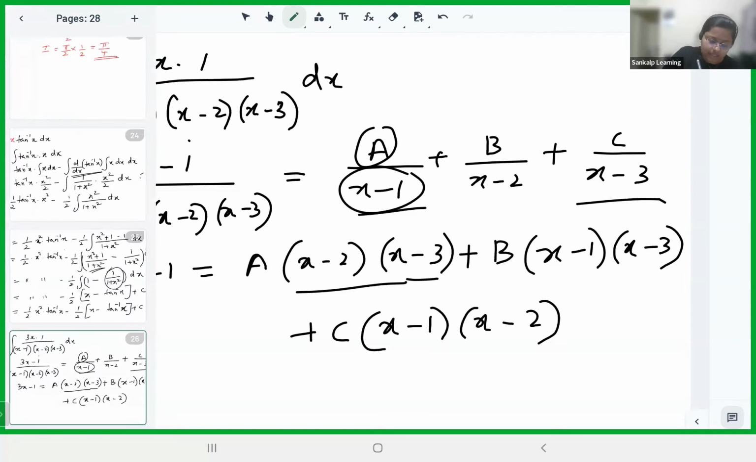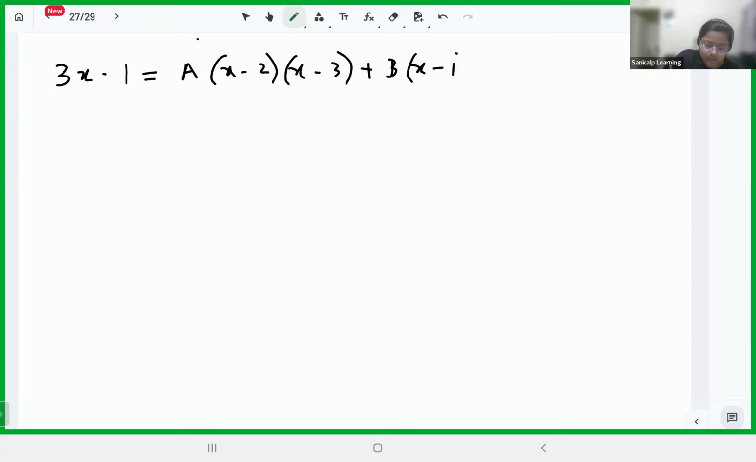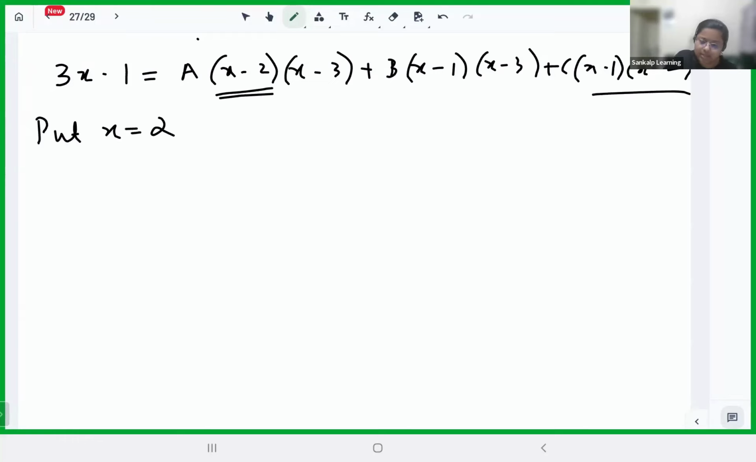So the peculiarity here is that there are three factors. That's the difference in this question. Writing that previous step again: a into x minus 2 into x minus 3 plus b into x minus 1 into x minus 3 plus c into x minus 1 into x minus 2. All right. If you put x equal to 2, this and this term get cancelled. It will become 0. So what is remaining? 3 into 2, 6 minus 1 is equal to b into 2 minus 1 into 2 minus 3.